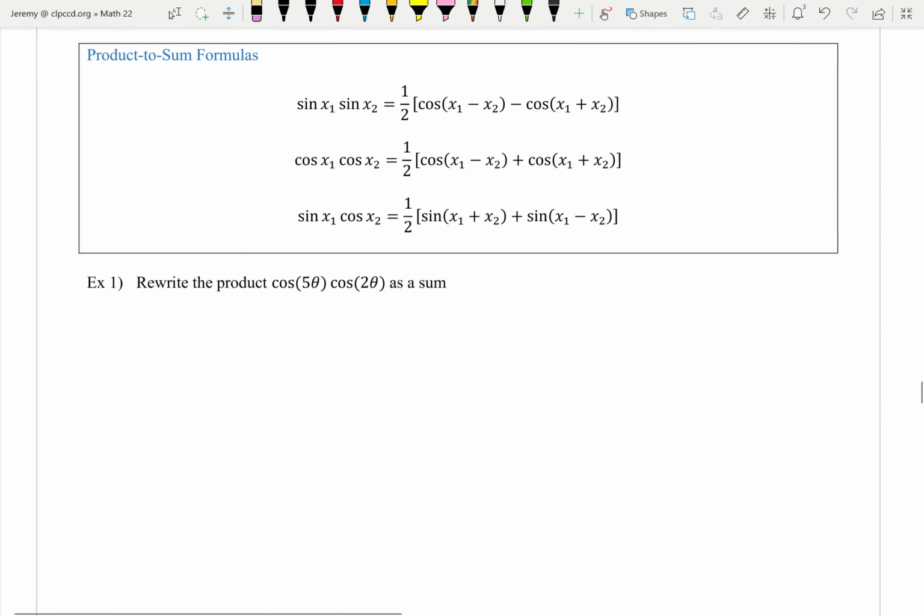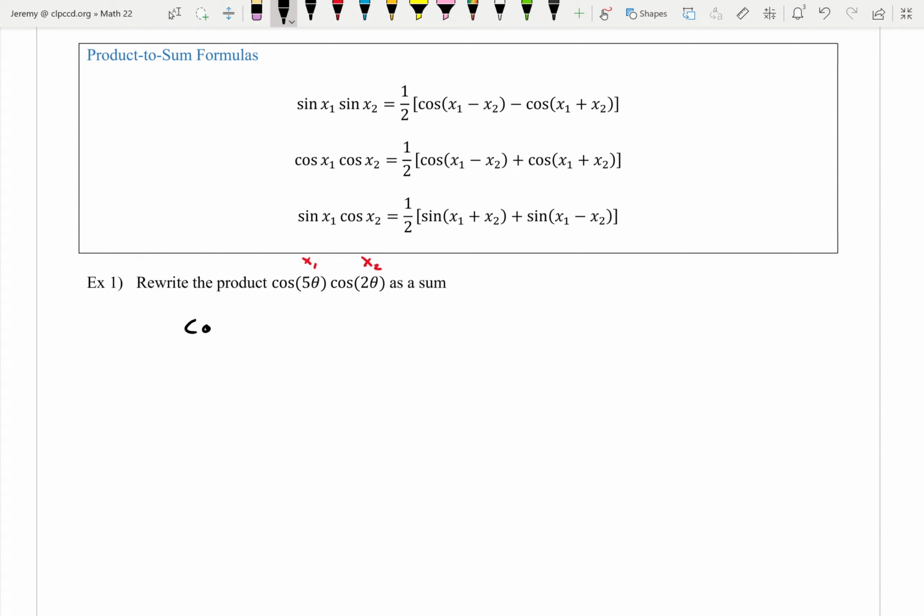In example 1, suppose we wanted to rewrite this product, cosine 5 theta times cosine of 2 theta, as a sum. Well, now we have these super convenient formulas to do this for us. We just have to decide which formula we're using and what is our x1 and x2. This is a product of two cosine functions, so I'll be using this second formula right here. We could say x1 is 5 theta, and let x2 be 2 theta.